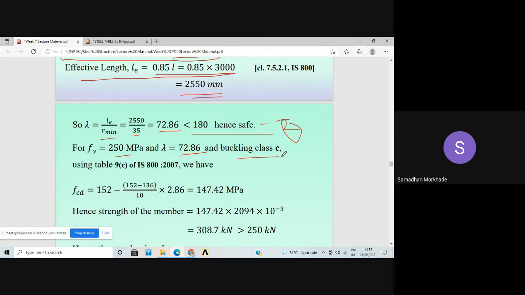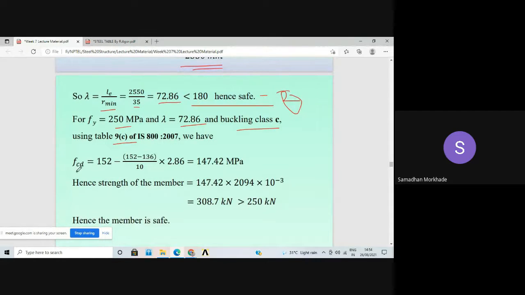Why is buckling class C? It is a built up section. Two angles are there, okay? Whether two angles or a single angle, the buckling class depends on that. Now which table do we have to refer? Table 9C. It is a concentric case. Because for a single angle, we have to calculate the equivalent slenderness ratio, and we have to use that eccentric case K1, K2, K3, and lambda VV and lambda phi. Then perform the linear interpolations.